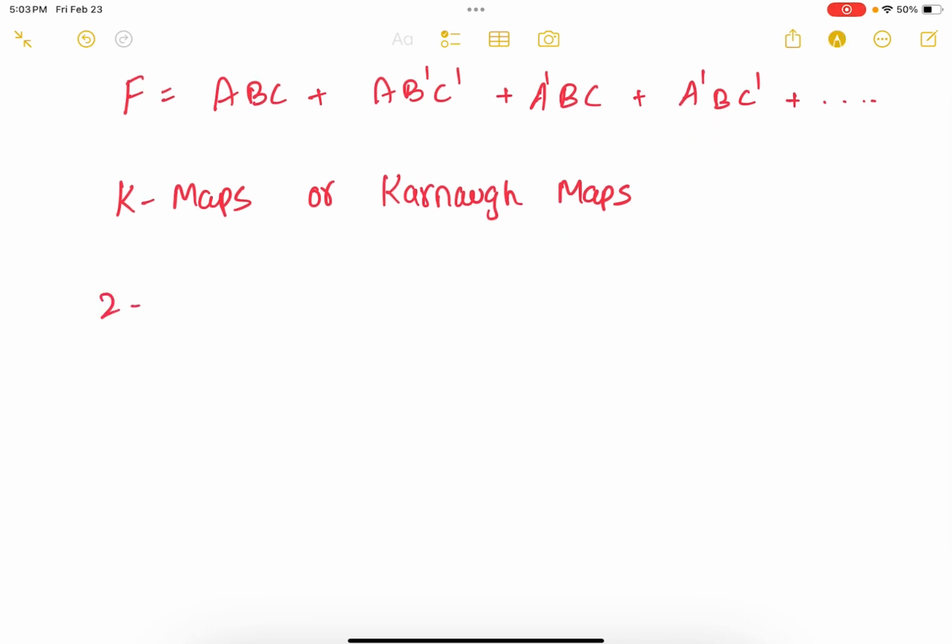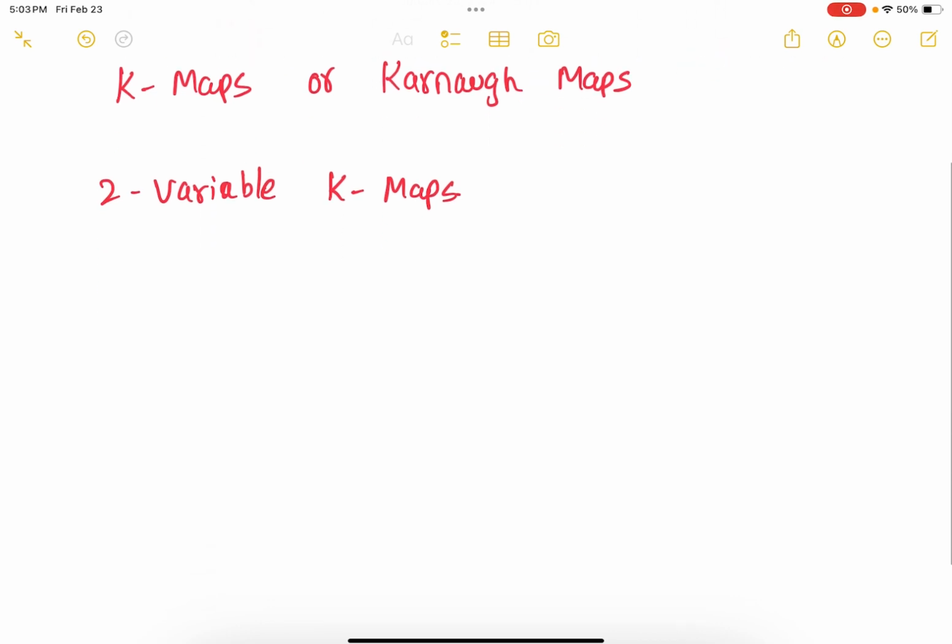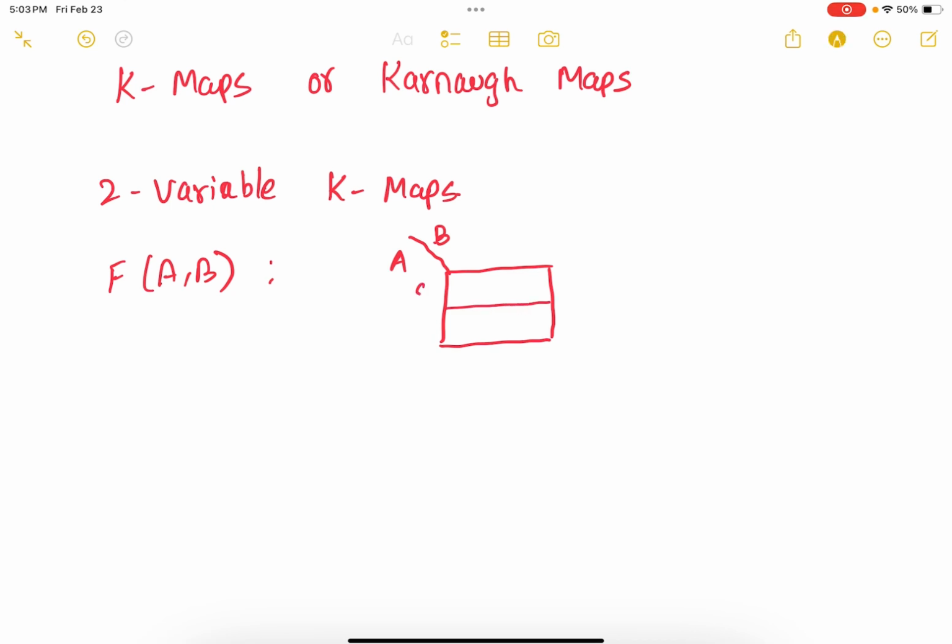Let's take two variable K-maps. If you have a function, let's say f of a comma b, the K-map for f will look as follows. It's going to be a box and a line here. Now f is a function of a and b, so you have a here and b here. We know that a can assume the values 0 and 1, and we also know that b can assume the values 0, 1.